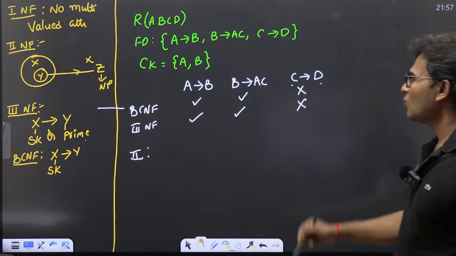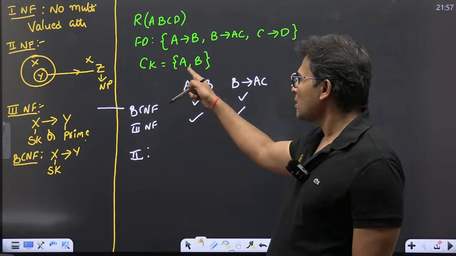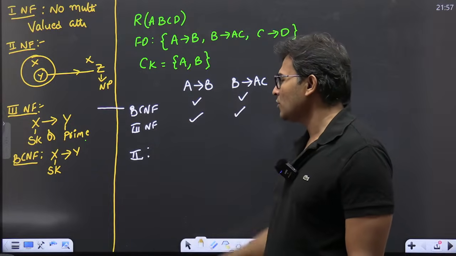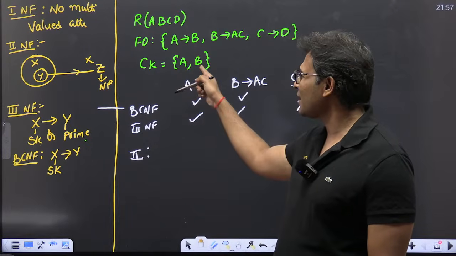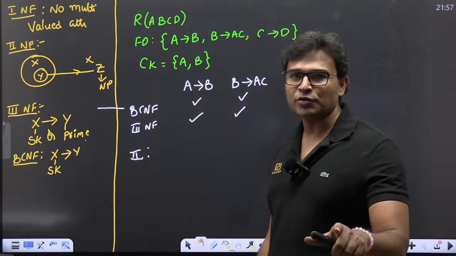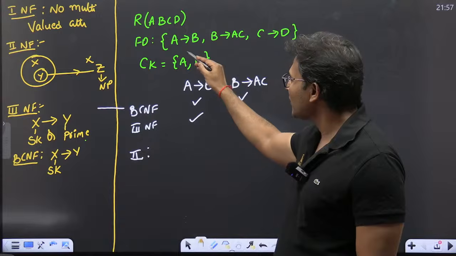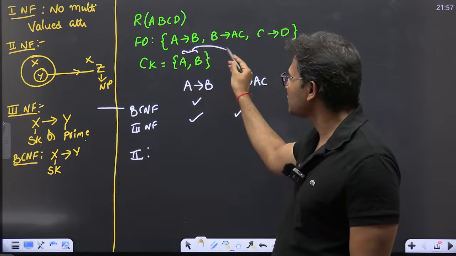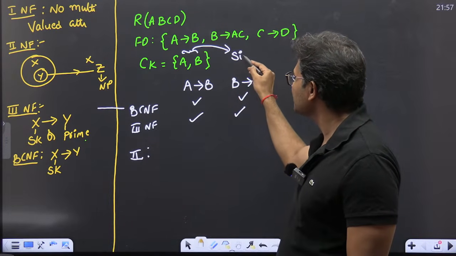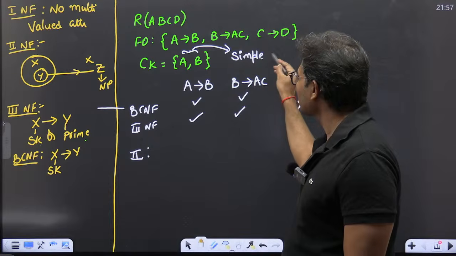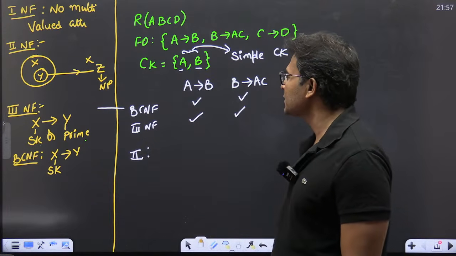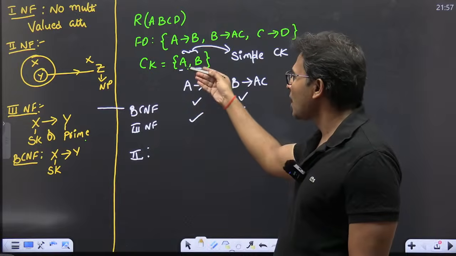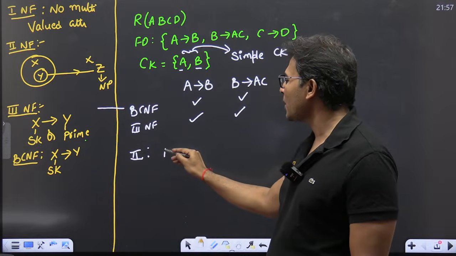So, what about second normal form? See this. In order to find out second normal form, you have to take the proper subset of candidate keys. But here candidate keys are single attributes, right? So what are these called? Whenever candidate keys are single attributes, these are called simple candidate keys. When all the candidate keys are simple candidate keys, you don't have any part of it. You cannot take partial key.